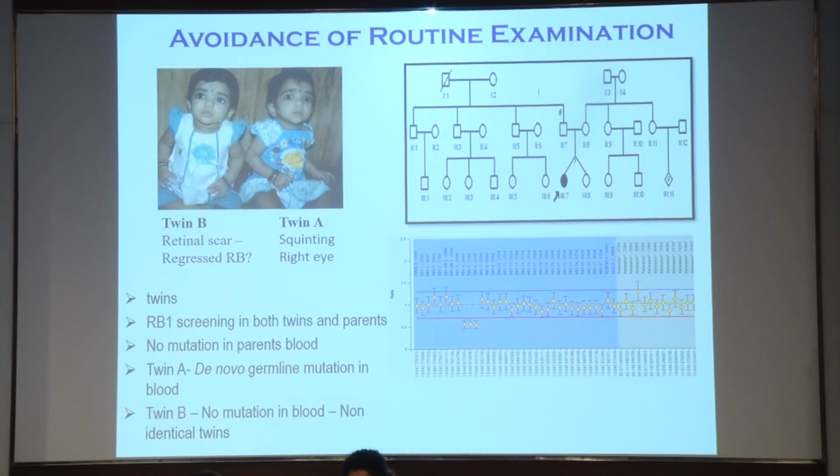Now here is another classic example where a twin was brought to us. One twin had an obvious retinoblastoma while the other had a suspicious lesion. So in order to find out whether the other twin also had a retinoblastoma, we had to do a genetic analysis, and we found out that the other sibling did not have any risk of retinoblastoma. So we need not unnecessarily keep giving anesthesia to the patient and examining the other twin who had a suspicious lesion.